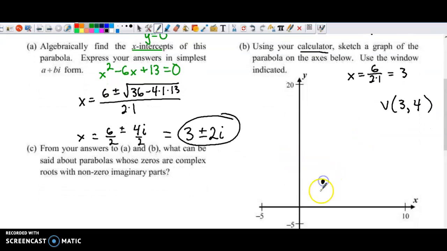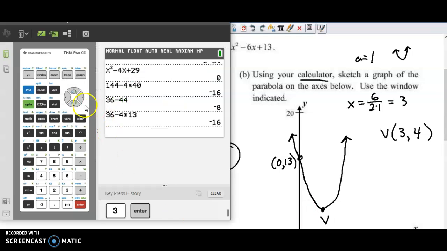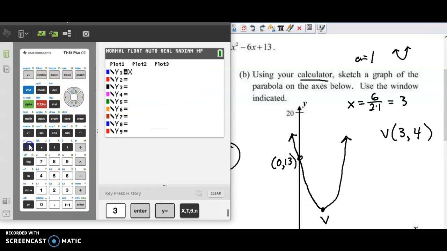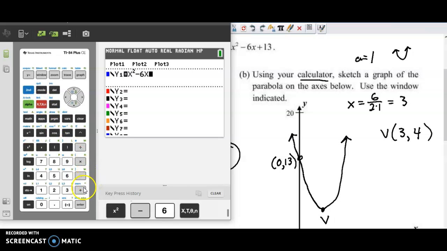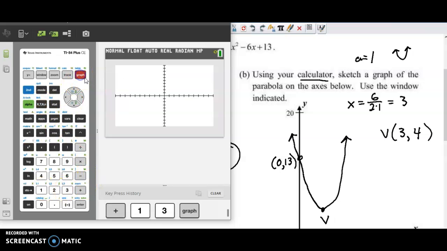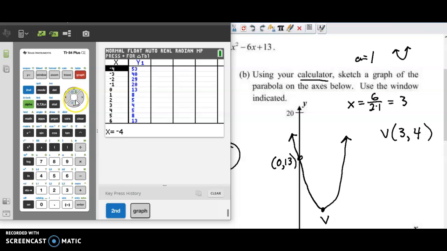So very lame graph, just kind of putting it down, opens up like this, has a y-intercept at 13, because that's my c value, but you could also confirm that that's correct if I use a graphing calculator. Just remember, hit y equals x squared minus 6x plus 13. And a few benefits to this is not only do you see the graph, but if I hit second graph, I could see several values going from negative 4 to 6 and how it opens up just the way I said it was going to, with a vertex at 3, 4 right in there.